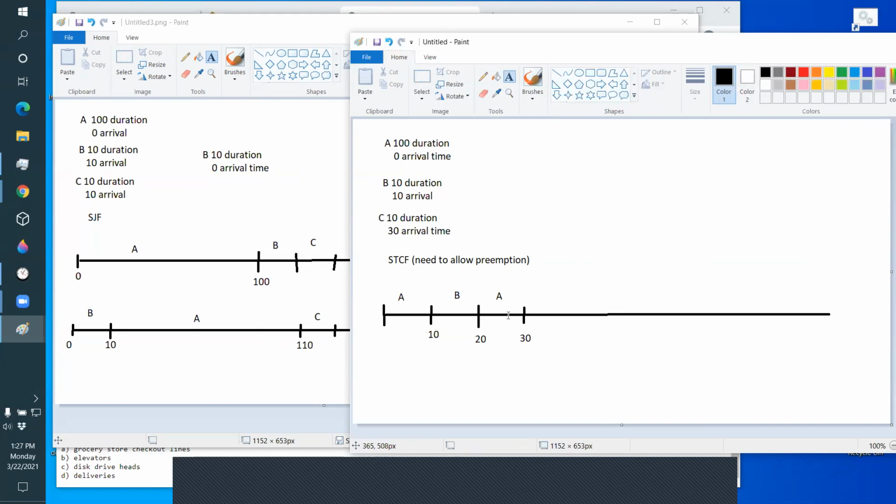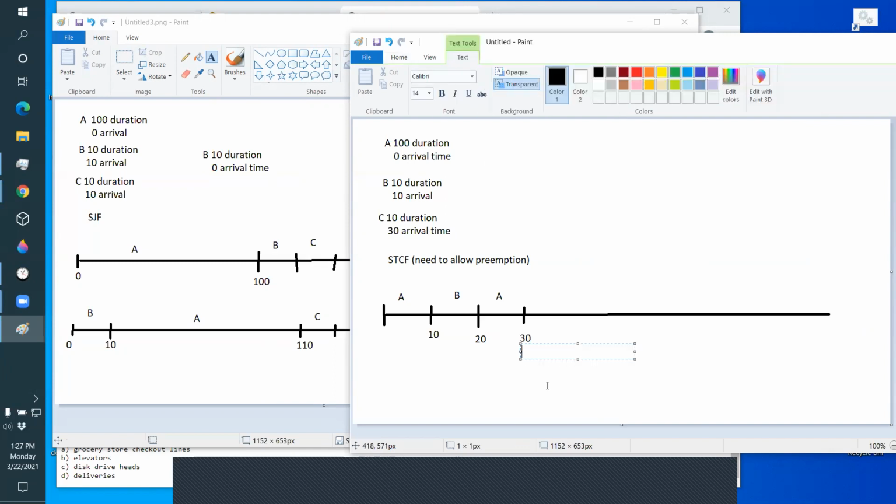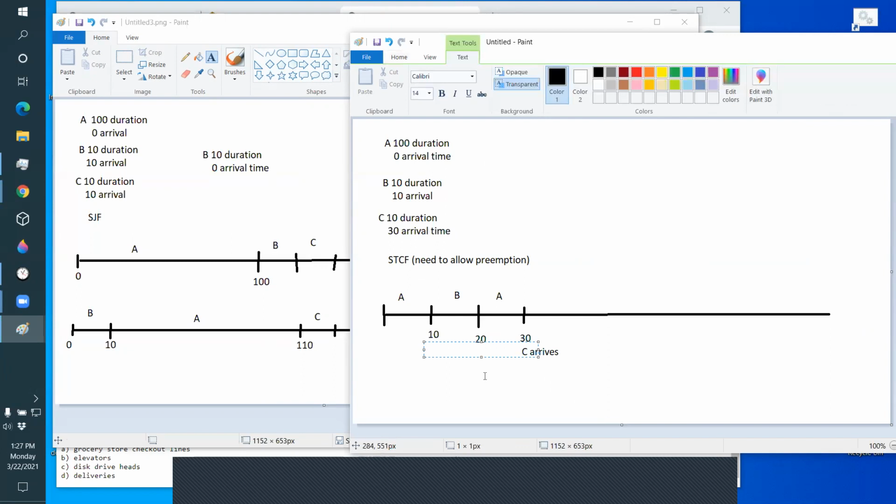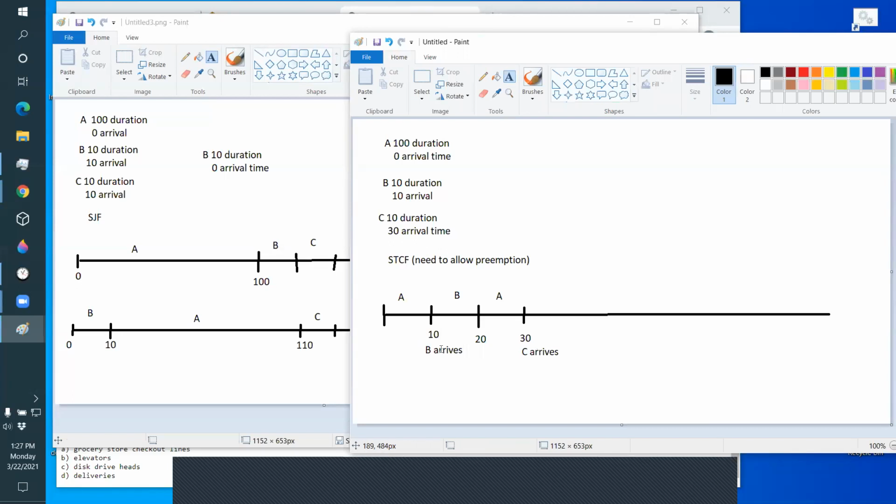So at time 30, well, actually, I can put it down here. At time 30, C arrives, okay? And over here, at time 10, we have the event that B arrives, okay? When B arrives, since it was only a 10-second job, we went ahead and scheduled it. When C arrives, it's a 10-second job, so we go ahead and schedule it, okay?